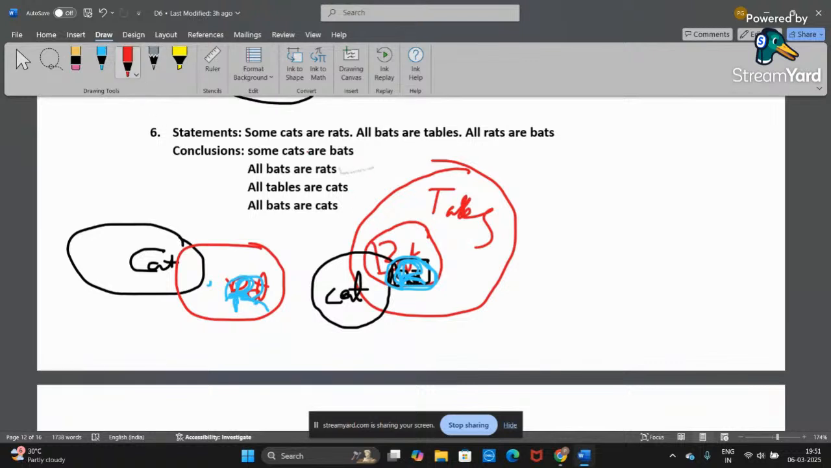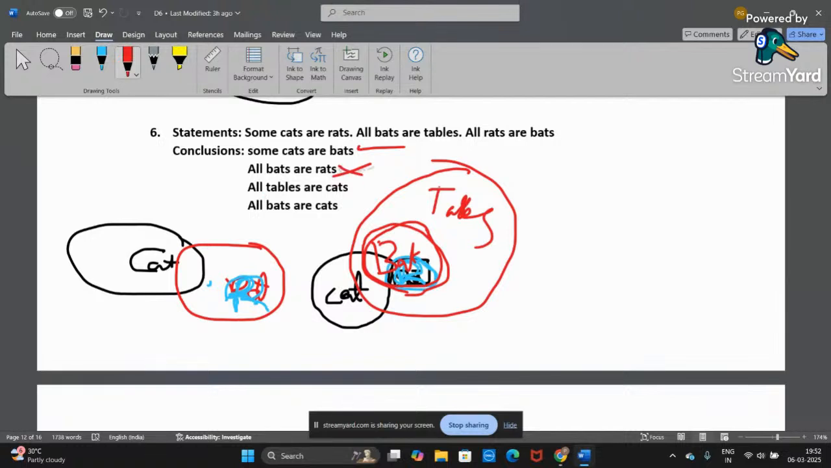See, some cats are bats? Yes, it is satisfying because some cats is drawn. See, it is shared with bat. So it is correct. All bats are rat. No, it is wrong because all rats are bat. That is correct. But all bats are not rat. So this is wrong. The statement is wrong.